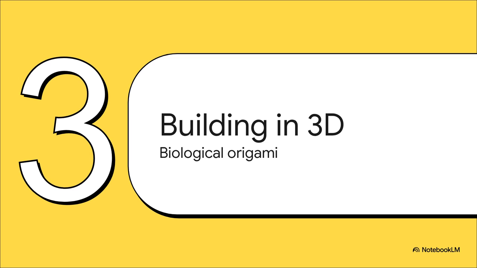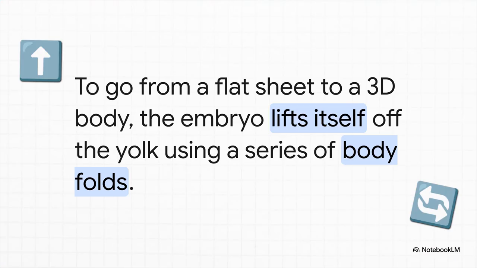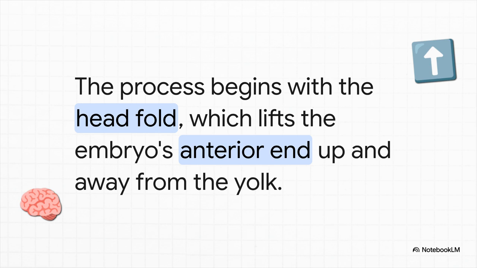And this is where that biological origami really kicks into high gear. To get from 2D to 3D, the embryo literally has to lift itself up and away from the yolk. And it pulls off this amazing feat with a really carefully choreographed sequence of body folds. The whole thing starts right at the front, where the brain and the face are going to be. A wave of tissue called the head fold.